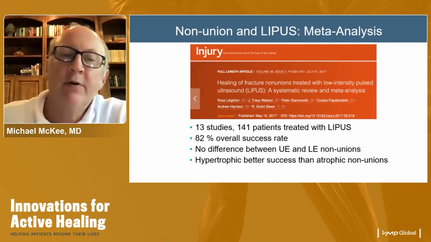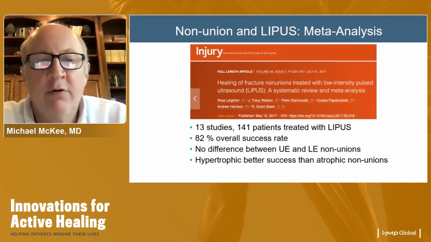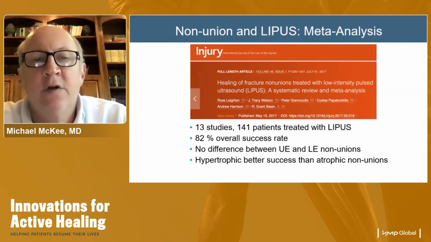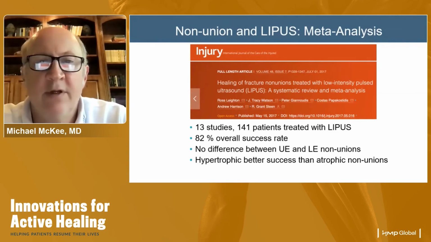And so in general, hypertrophic non-unions, regardless of the treatment, have a better success rate than atrophic non-unions, be that with surgery or with LIPUS or whatever adjunct you are using or looking at. So this is a pretty favorable study suggesting that both upper extremity and lower extremity non-unions can be effectively treated with LIPUS, and that, as you would expect, hypertrophic tends to have a better success than atrophic non-unions.